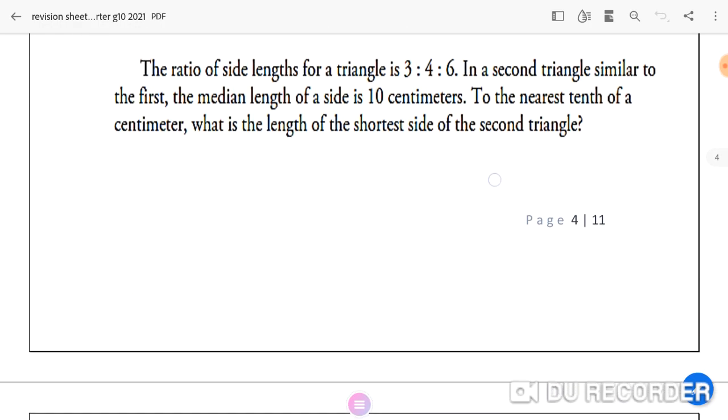Question number 7 is about the ratio and similar triangles. Here the ratio of side length for a triangle is 3 to 4 to 6. In a second triangle similar to the first, the median length of a side is 10 centimeters to the nearest tenth of a centimeter. What is the length of the shortest side of the second triangle?